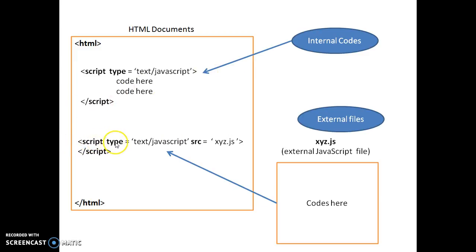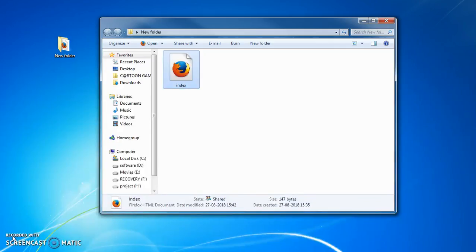Script, the type attribute, text/javascript, and we are going to insert a new attribute which is src, which stands for source. Inside this source attribute, we are going to place the source of the external JavaScript file along with the file name. So this is the opening tag and this is the closing tag. We have discussed how JavaScript can be inserted in the HTML document. Now let's try to implement it in the actual code.